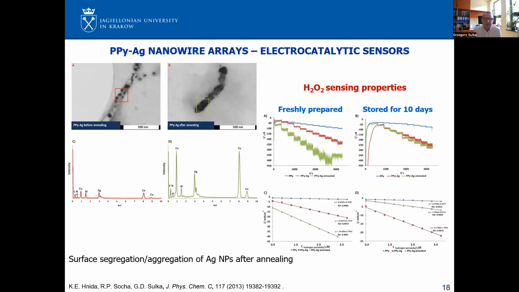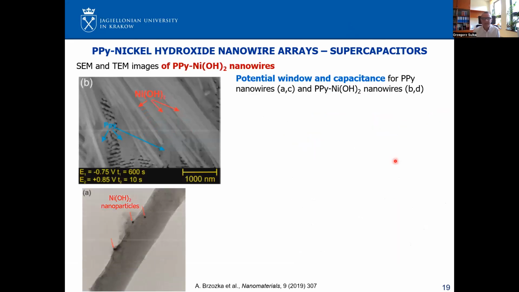And an example of preparation of composite nanowires. We prepared composite nanowires which consist of silver nanoparticles spread inside polypyrrole nanowires. Of course, we also studied the annealing process, and we observed some segregation and aggregation of nanoparticles, and both types of nanowires we studied as electrochemical sensors for hydrogen peroxide. Even after 10 days of storage, the performance was quite okay.